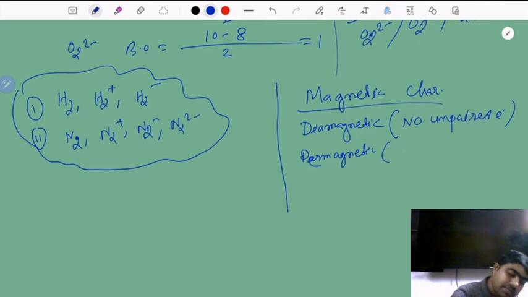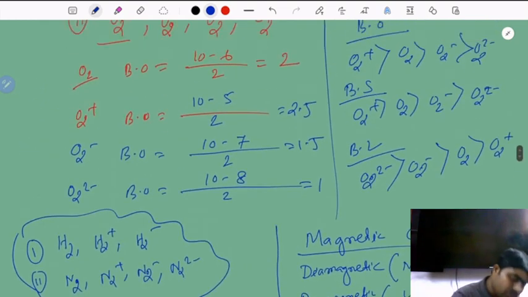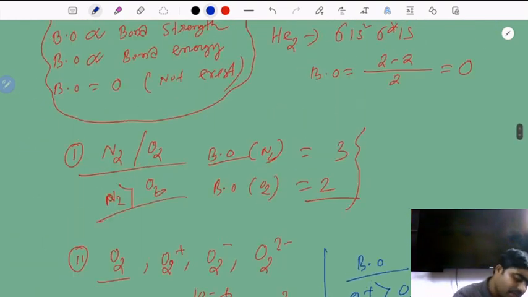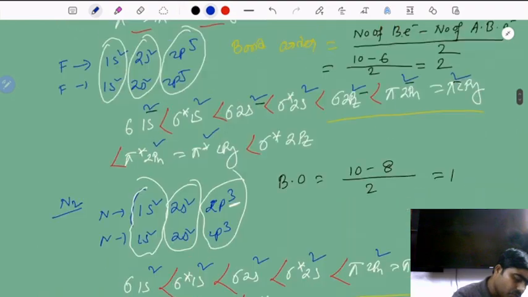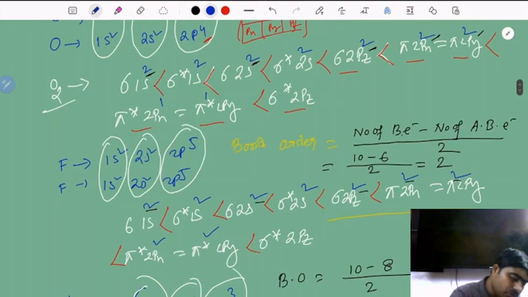Paramagnetic is unpaired electrons. There are unpaired electrons. So if you go for these three configurations, suppose for O2, the last electrons are single electrons. Single electron means not paired, that is, unpaired electrons are there. So O2 has two unpaired electrons.